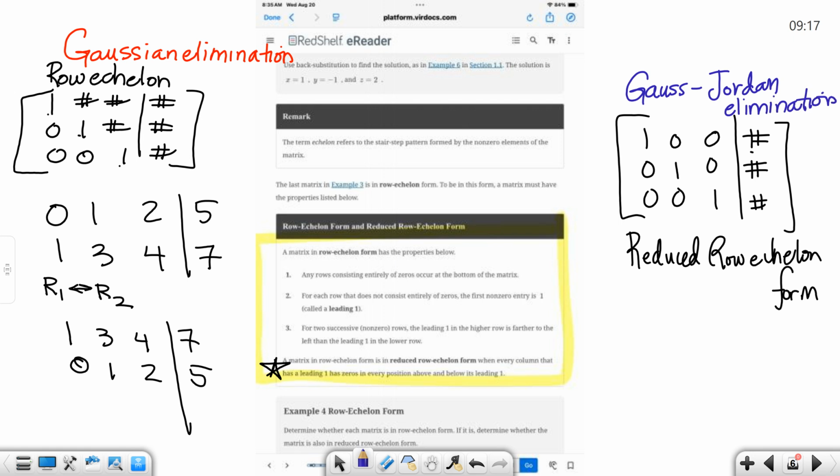One of the questions I ask you short answer-wise is what's the difference between Gaussian elimination and Gauss-Jordan elimination? The difference is for Gauss-Jordan elimination, you write it in reduced row echelon form, but for Gaussian elimination, you just write it in row echelon form. And that is the difference. All right, so that's a lot of definition-y stuff. Let's get to some questions.